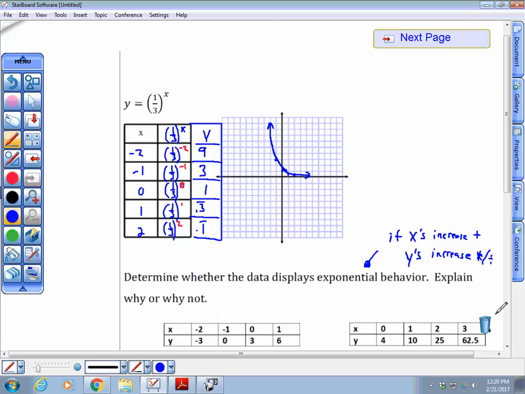Now this next one, as you can see, we have a table already done with negative 2, negative 1, 0, 1, 2. I put in the negative 2, negative 1, 0, 1, 2 for the x value, and the results are as follows. Now in graphing it, negative 2 is 9, starts off high, negative 1 up 3, 0 is 1, 1 up a third, and 2 up just a touch, and it flattens out in the other direction.